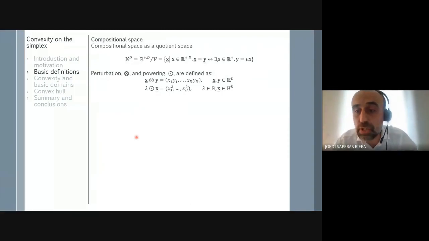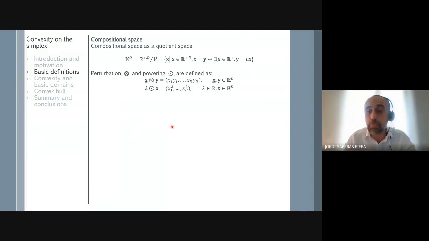Okay, let's review the basic concepts of the Hutchinson geometry. As many of you already know, compositional space is defined as the vectors with strictly positive components and the equivalence relation where two vectors are related if one is a multiple of the other. This equivalence relation is known as scale invariance.